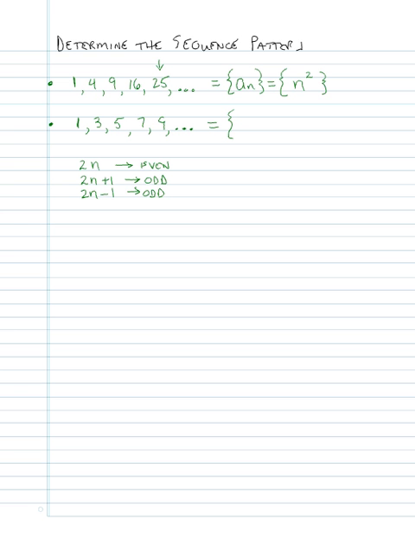Well, let's see what we have here. When n is 1, we need a sub n to be 1. I'm going to create an even integer, so I'm going to say 2 times n is going to be an even integer, and in this case, I know that's 2. When n is 1, then 2n is equal to 2. But I need to create an odd integer, so I'm either going to add 1 to 2n, or I'm going to subtract 1 from 2n.